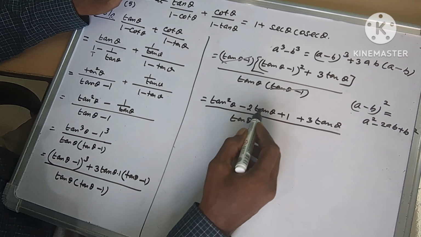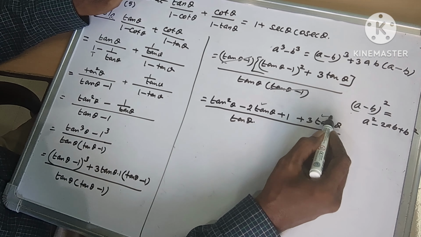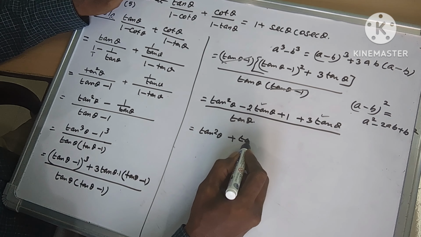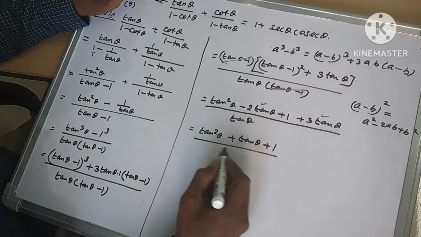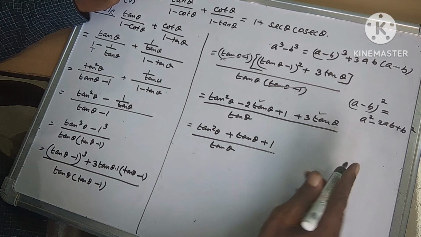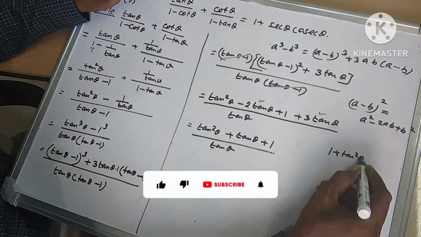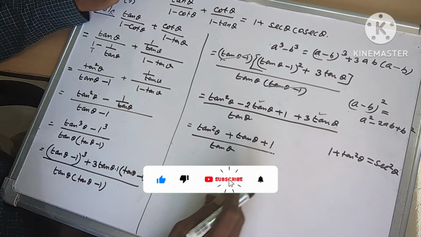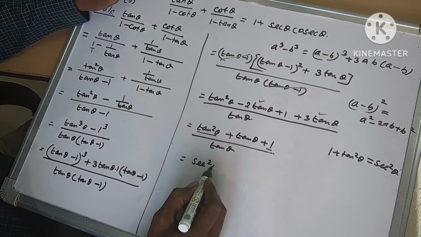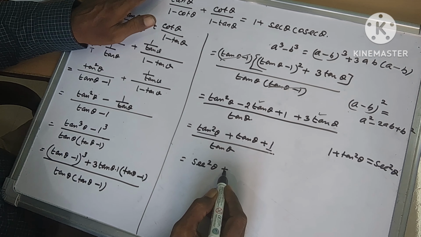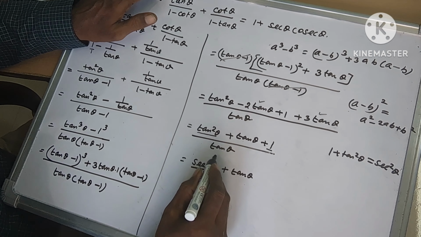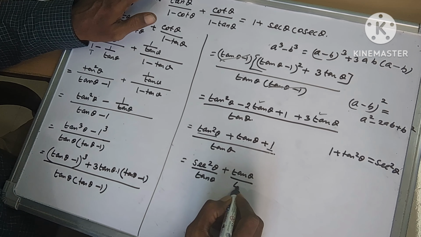So we simplify this: minus 2 tan theta plus 3 tan theta. This is tan square theta plus tan theta plus 1 by tan theta. Now we combine this: 1 plus tan square theta is one formula, secant square theta. 1 plus tan square theta is secant square theta, plus tan theta by tan theta. We make it tan theta here, here also tan theta.